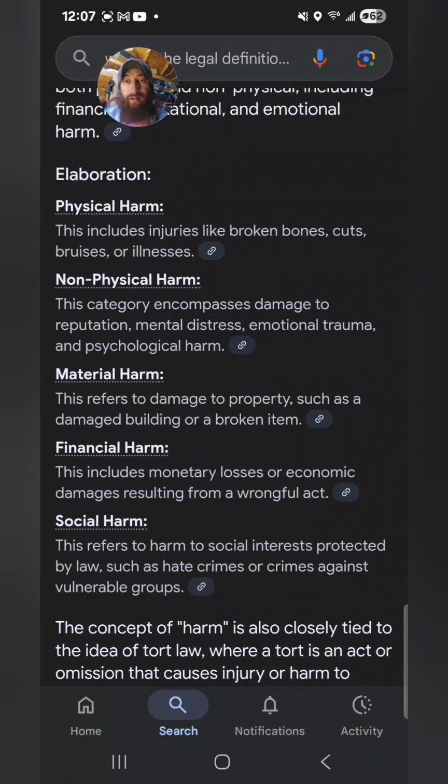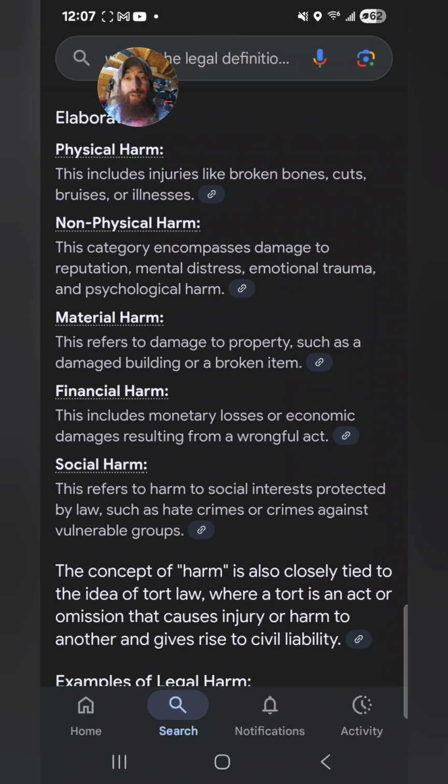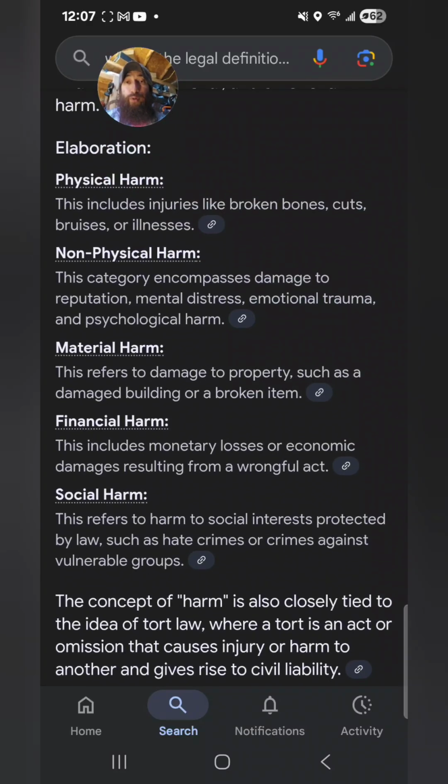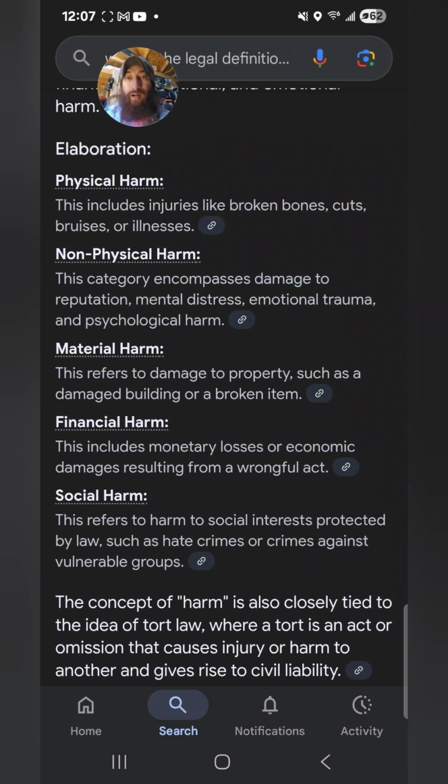Let's see. There's financial harm. So if someone stole money from you, if you suffered any kind of financial loss, economic damages from a wrongful act, then you have suffered harm, right? Social harm. It says this refers to harm to social interests protected by law, such as hate crimes or crimes against vulnerable groups. This is very important as well to our case. There's multiple ways that I'm going to be able to prove harm, but basically, as long as you can prove harm, then that's the first step of filing a lawsuit.